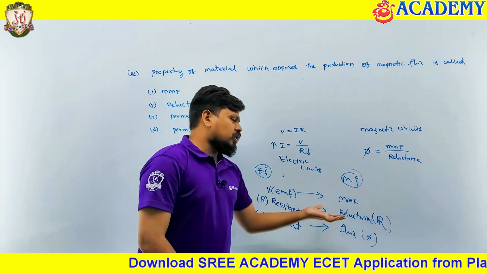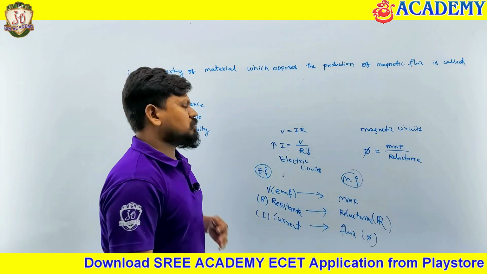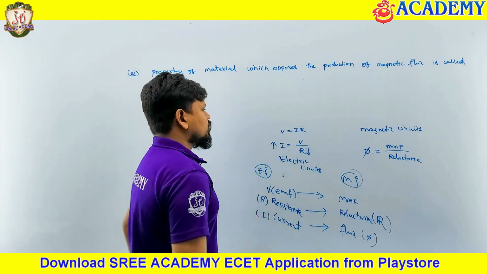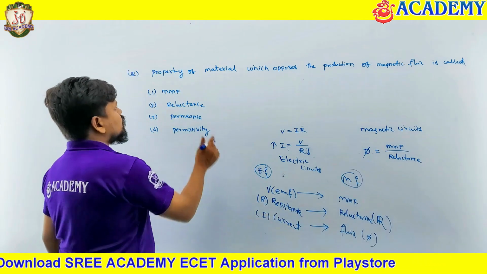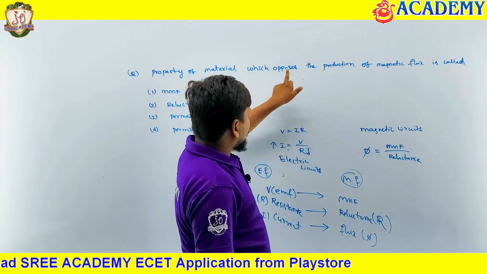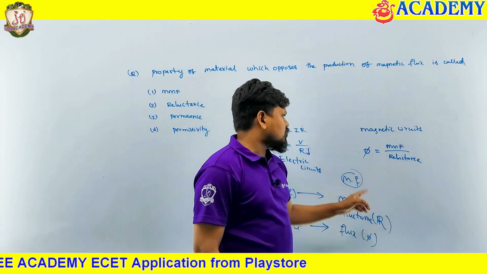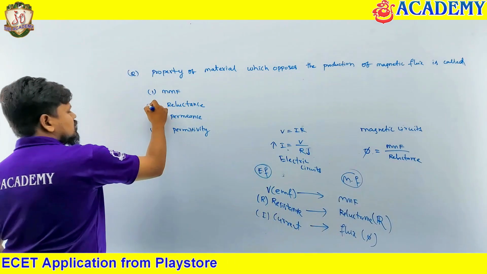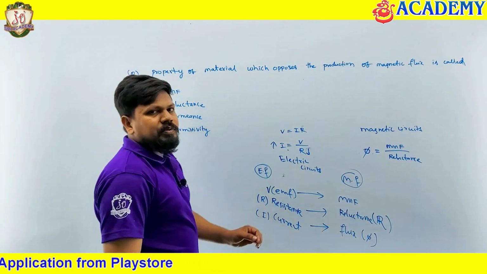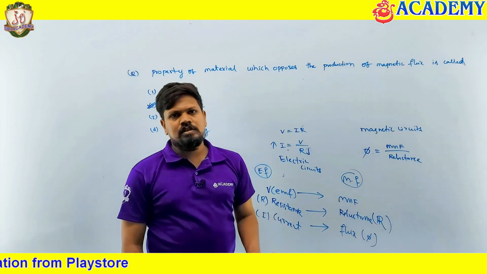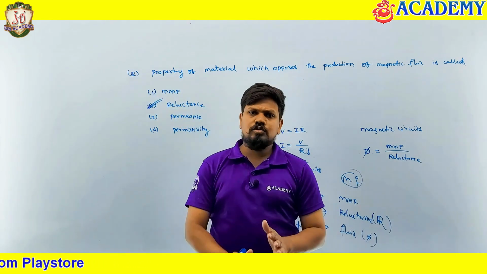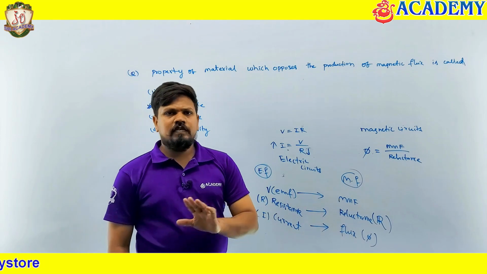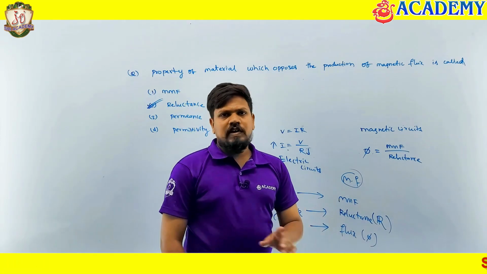These are also important. They used to ask match the following sometimes, and we have to answer based on this. Anyway, the answer for this question: property of material which opposes the production of magnetic flux. Reluctance opposes. The answer for this question is reluctance. These are standard bits; they will never change even after some years. These questions will be the same.